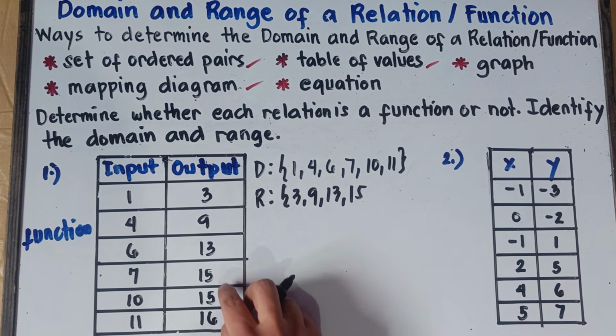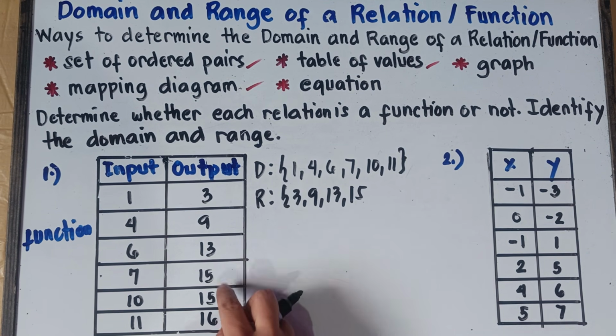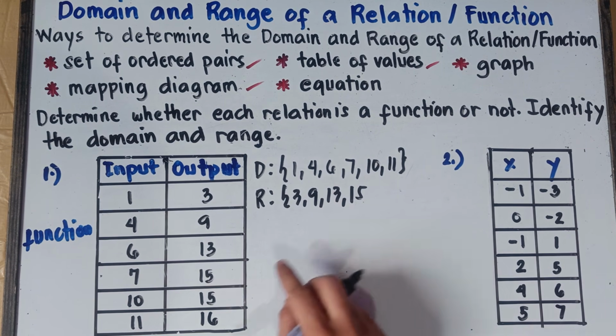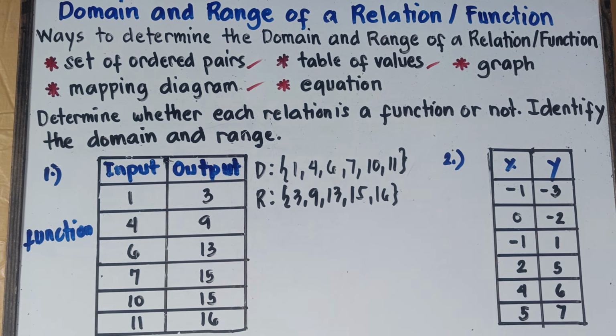Now, we do have 2 positive 15. Simply write down 15 once. Once again, class, you have 2 positive 15, so simply write it down once. That will be the same, class. So 15 and then 16. Alright, so this will be the answer, class, with regards to example number 1.